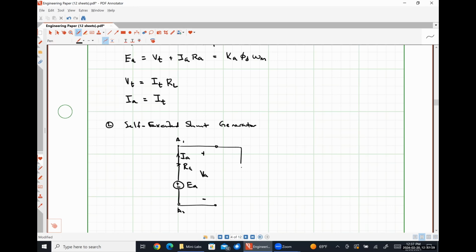Over here on the right-hand side, I'm going to connect my load resistance RL. Current flowing through my load resistance is my terminal current once again. The voltage drop across my load resistance is my terminal voltage. And then over here on this opposite side, I'm going to put my stator circuit. So here's my rheostat, my shunt field windings, excuse me.